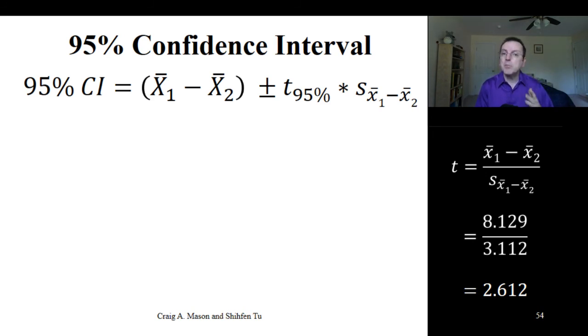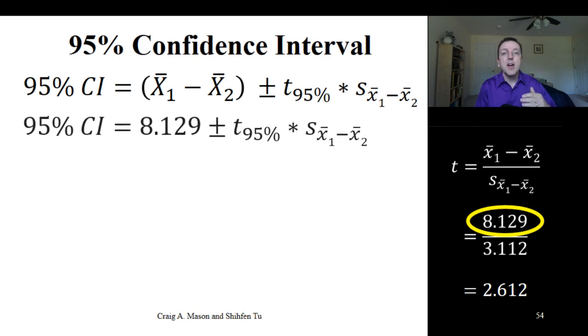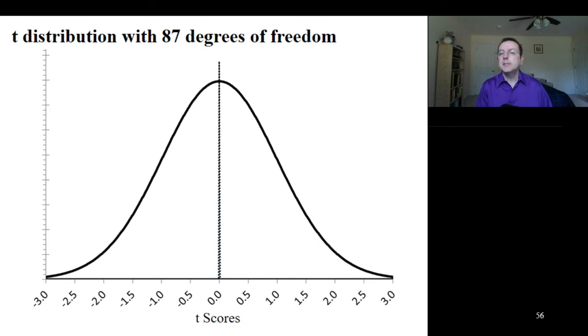If you remember, or look back a bit, it was 8.129. So we plug that in to get our 95% confidence interval is 8.129 plus and minus that 95% critical t-value times the standard error of the difference in means. So now we need the 95% critical value for our t-distribution. To see that, let's go back to our t-distribution with 87 degrees of freedom.